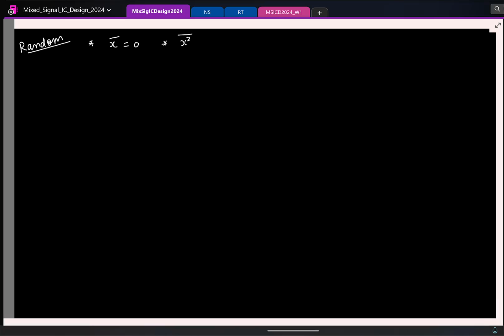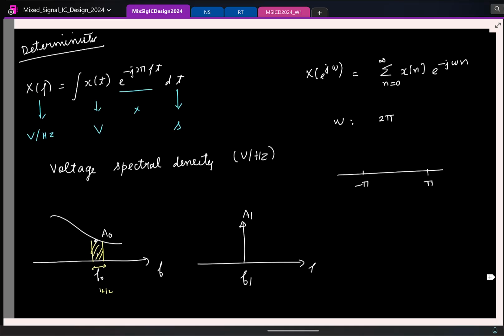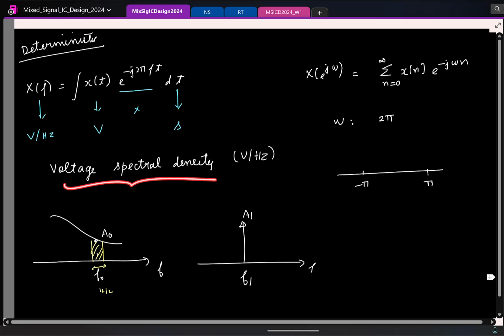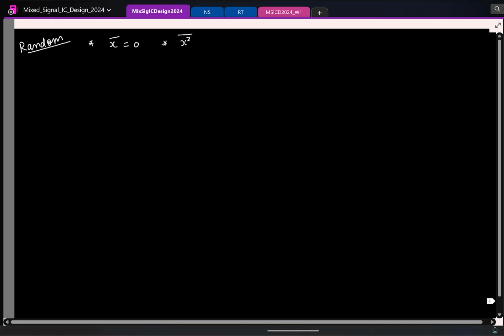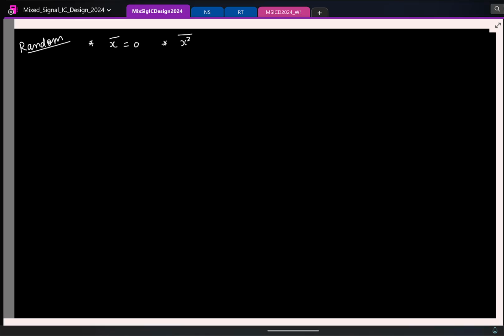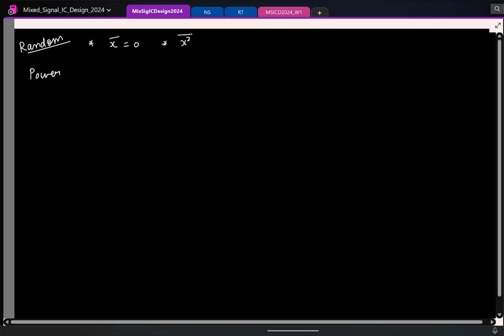Of course, you have a spectrum for random signals also. For deterministic signals, the main information was in the amplitude, so it made sense to define an amplitude or voltage spectral density. For random signals, the only relevant piece of information is in the power. So instead of a voltage spectral density, you define a power spectral density.